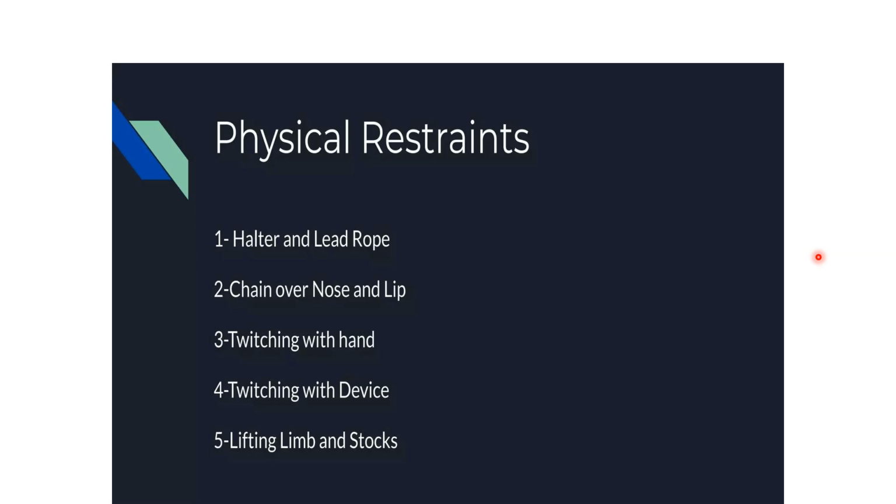Coming to horse restraining techniques, the same things which hold good in the case of cattle apply: halters and lead rope, the chain on the nose, and also the lip, then twitching with a device, then lifting a limb, and stocks. These are all the techniques for physical restraint of a horse.